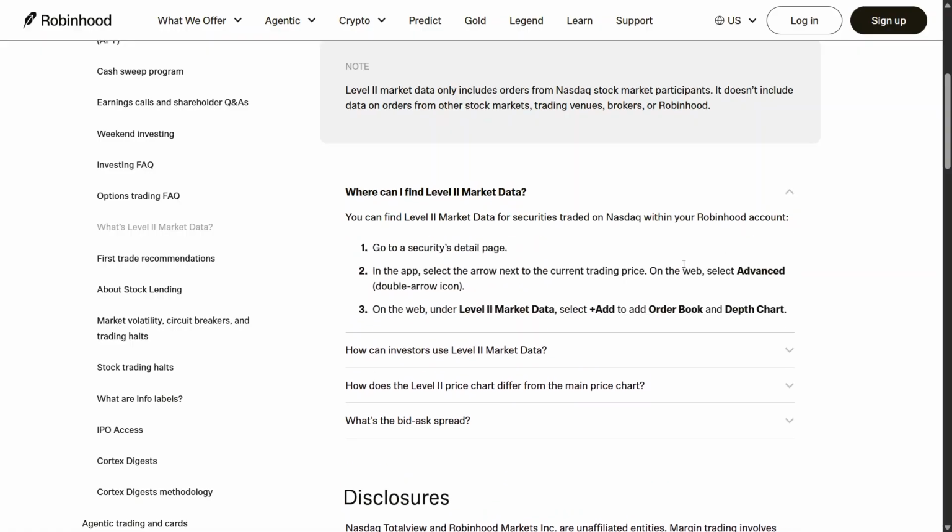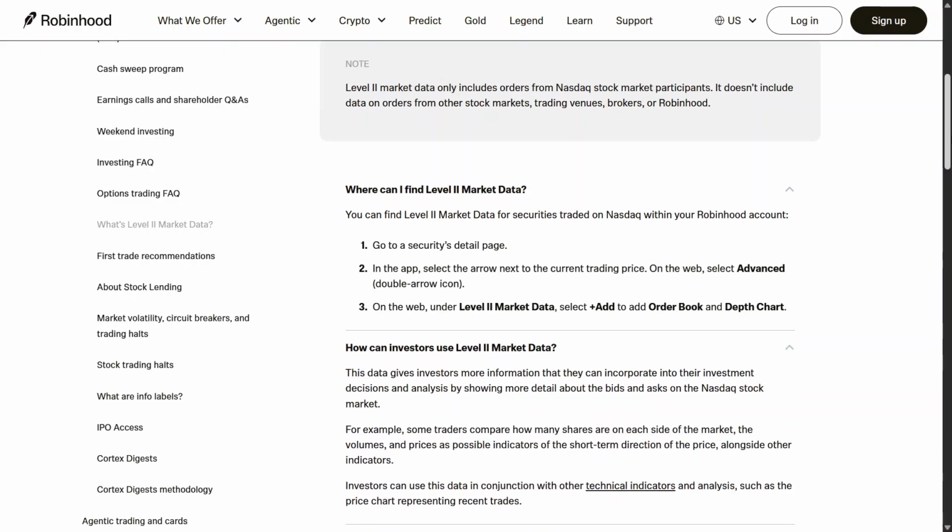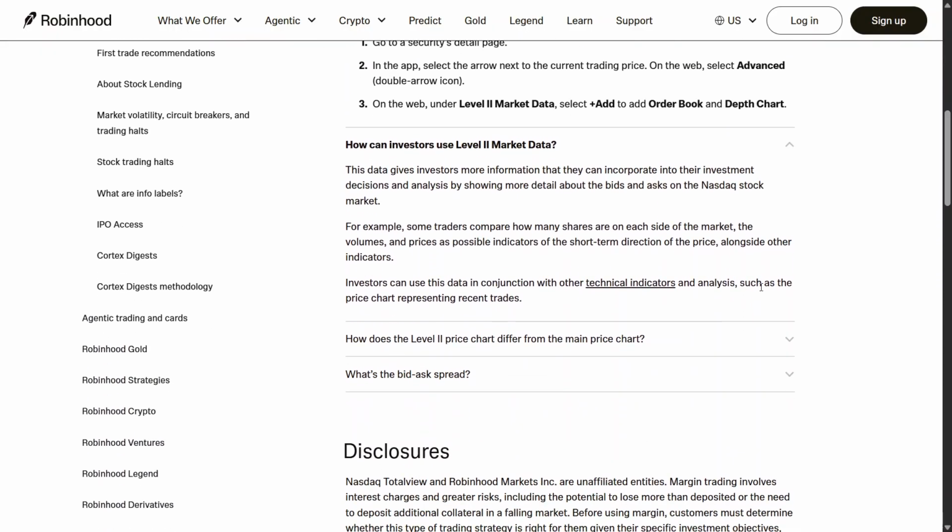Robinhood partners with Nasdaq to provide this information through Nasdaq Total View, helping you see the depth of buy and sell orders for eligible Nasdaq-listed securities. This information can help you better understand market activity, liquidity, and where buyers and sellers are placing their orders. However, it does not guarantee that your order will be filled at a specific price.